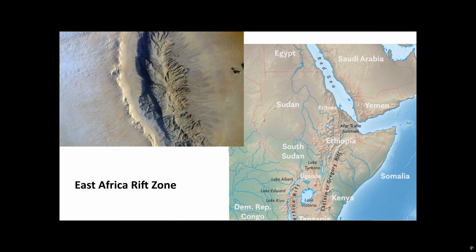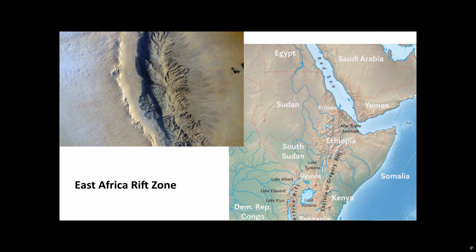Here you can see on the right a map of the East African Rift Zone. If you focus toward the middle, you'll see the Afar Triple Junction. This is the fastest diverging place on Earth. Eventually, in a few tens of thousands of years, this area will thin so much that the Red Sea will encroach into the Afar Triple Junction area and start forming a new ocean basin.